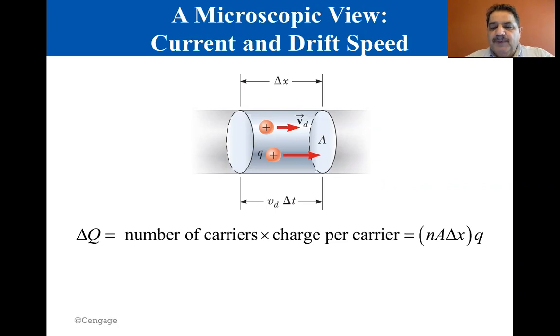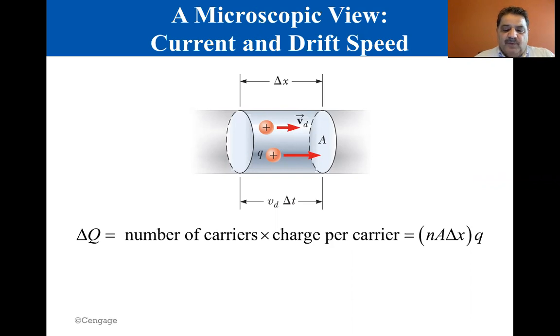Current depends on the average speed of the charge carriers in the direction of the current, the number of charge carriers per unit volume, and the charge carried by each charge carrier. Let's consider identically charged particles moving in a conductor of cross-sectional area A, as shown in the figure here. The volume of an element of length delta x of the conductor is A delta x. If n represents the number of mobile charge carriers per unit volume, the number of carriers in the volume element is nA delta x, and we get the relationship shown here.